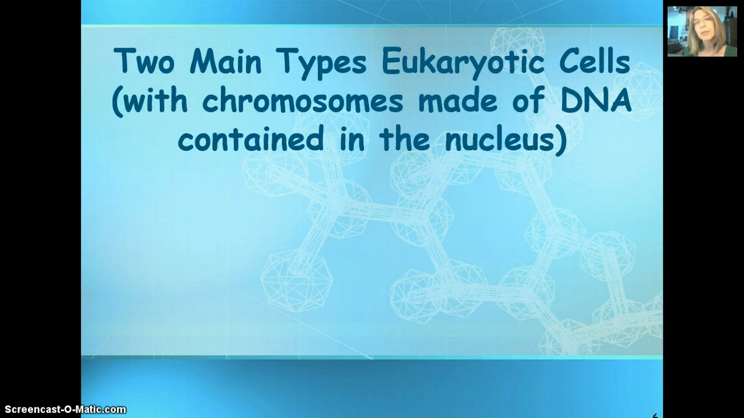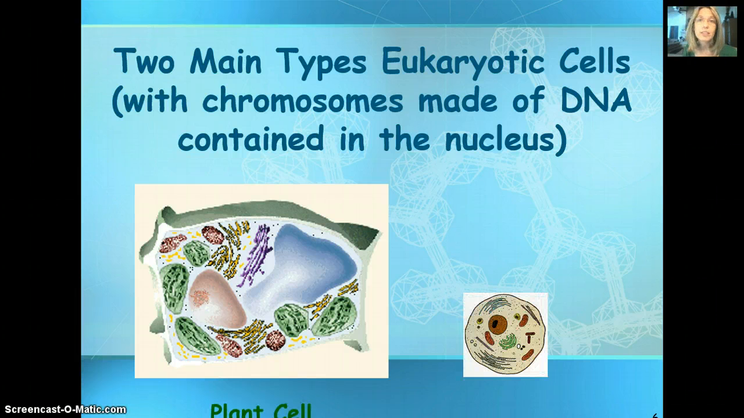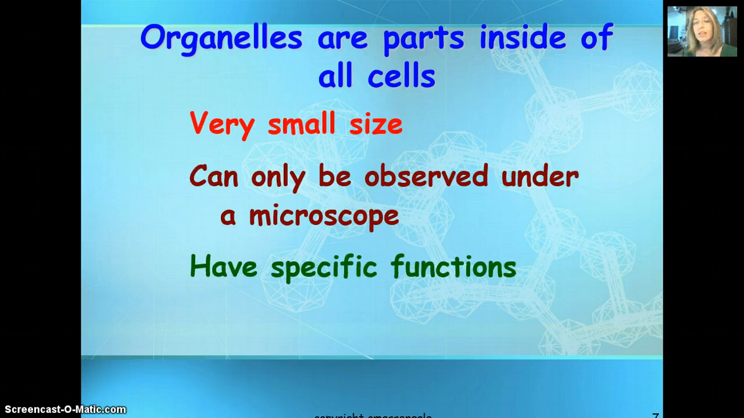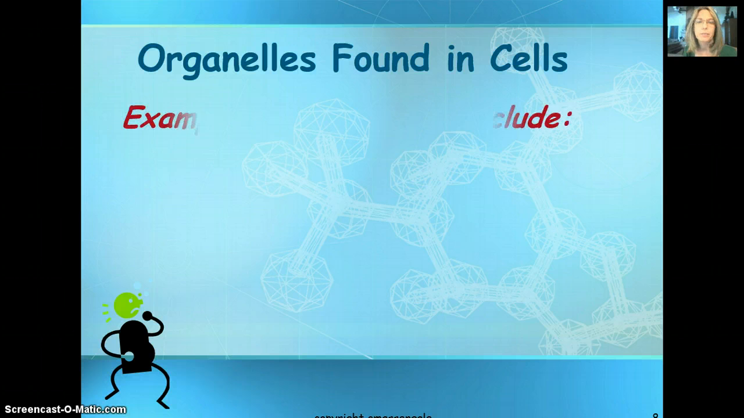The two main types of eukaryotic cells, those are cells that have a nucleus with DNA, are the plant cell and the animal cell. Organelles are the parts inside of all cells. They're very small, they have certain jobs, and they're found floating around in the cytoplasm.